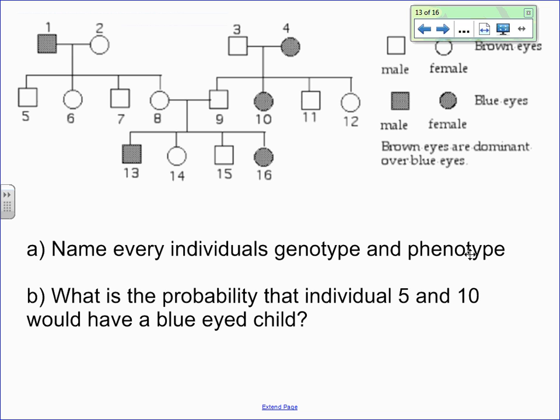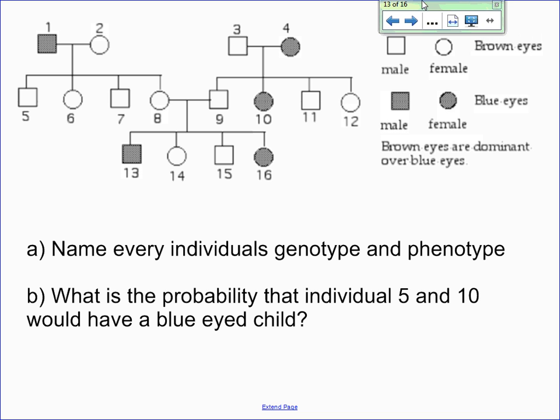All right, now that you've had a chance to pause the video, let's check our answers and see how well we did. The first thing we'll notice is that this is a common trait we've dealt with before, which is brown eyes and blue eyes. We know that brown eyes are dominant to blue eyes.